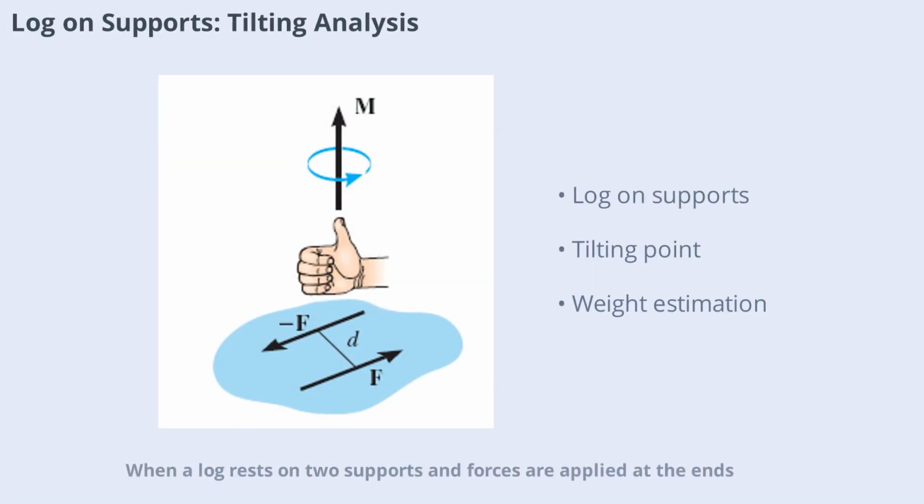When a log rests on two supports and forces are applied at the ends, you can analyze the point at which the log is about to tilt. By taking moments about the pivot point, you can estimate the weight of the log and how it changes if the log is non-uniform. This method is used in safety assessments for temporary structures.